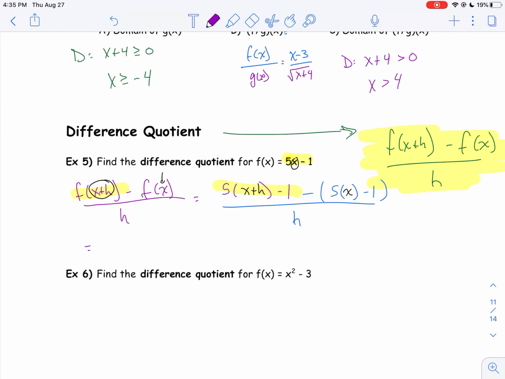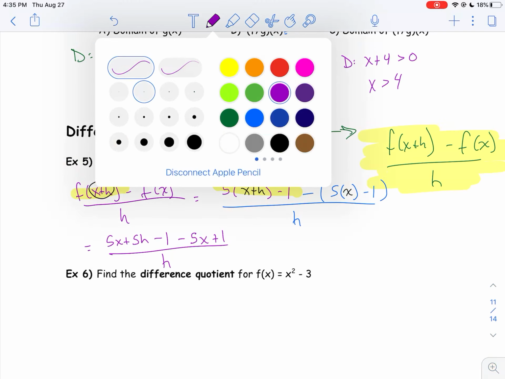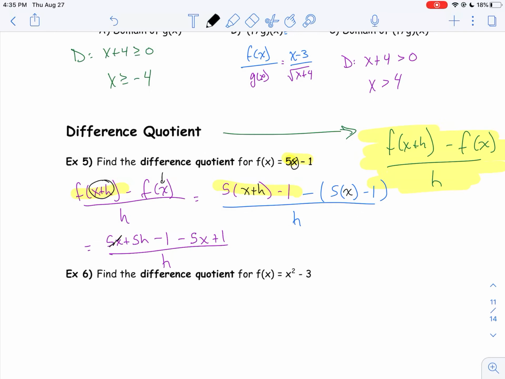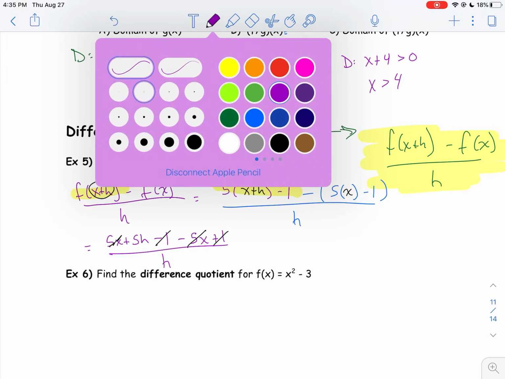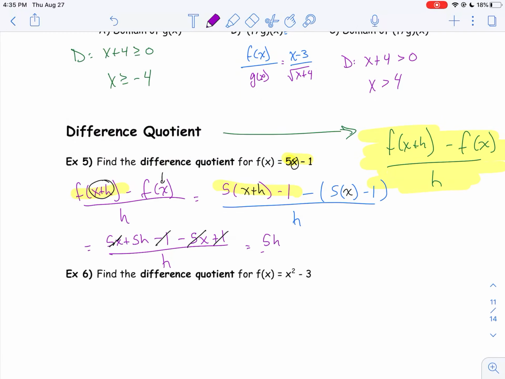I'm going to distribute. I get 5x plus 5h minus 1. And then I get minus 5x distribute plus 1, all divided by h. Now you'll notice 5x minus 5x is 0. Negative 1 plus 1 is 0. We're only left with 5h divided by h, which is really cool because now these cancel and I'm left with 5.